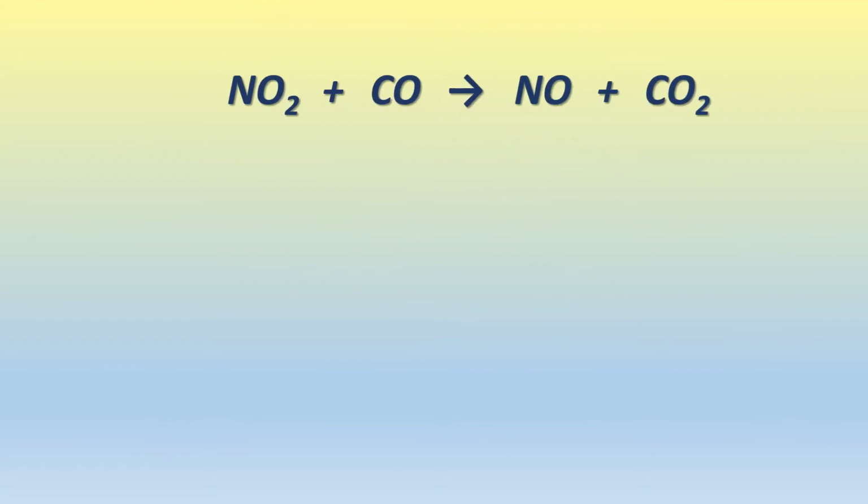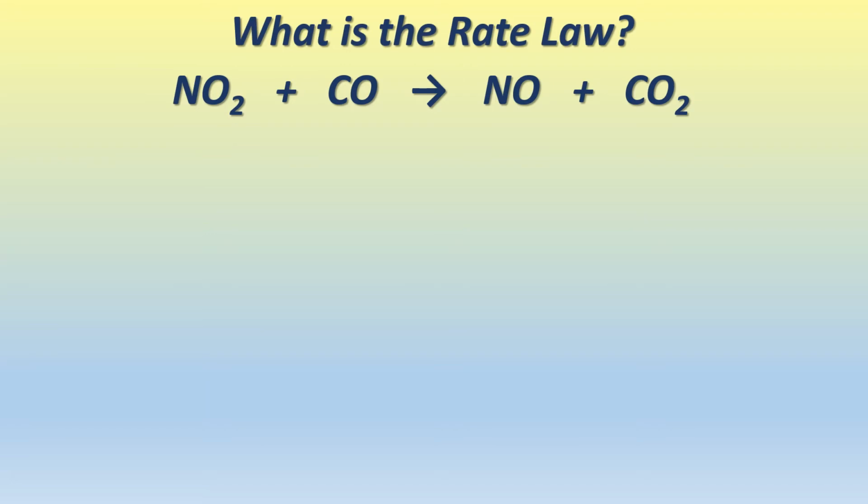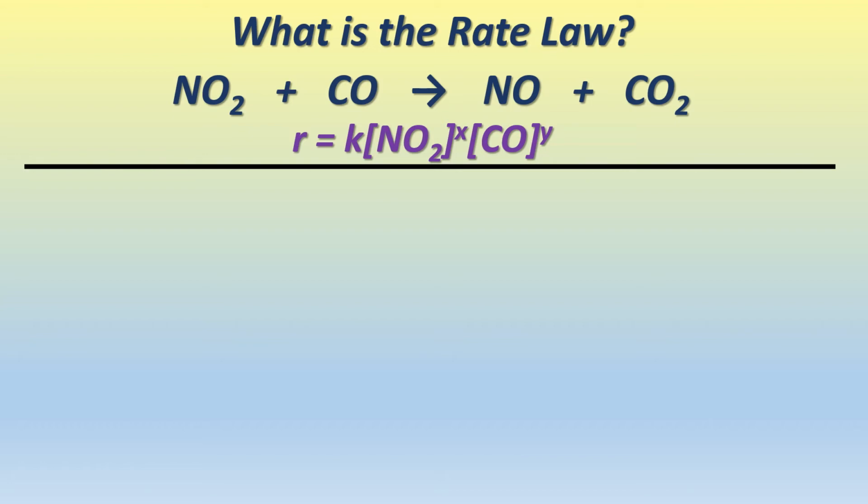So, what is a rate law? Here's a simple reaction. NO2 plus CO goes to NO plus CO2. The simple answer to what a rate law is, in this case, is that the rate is going to be equal to some constant times the concentration of NO2 to the x times CO to some power y. You determine this experimentally once again.